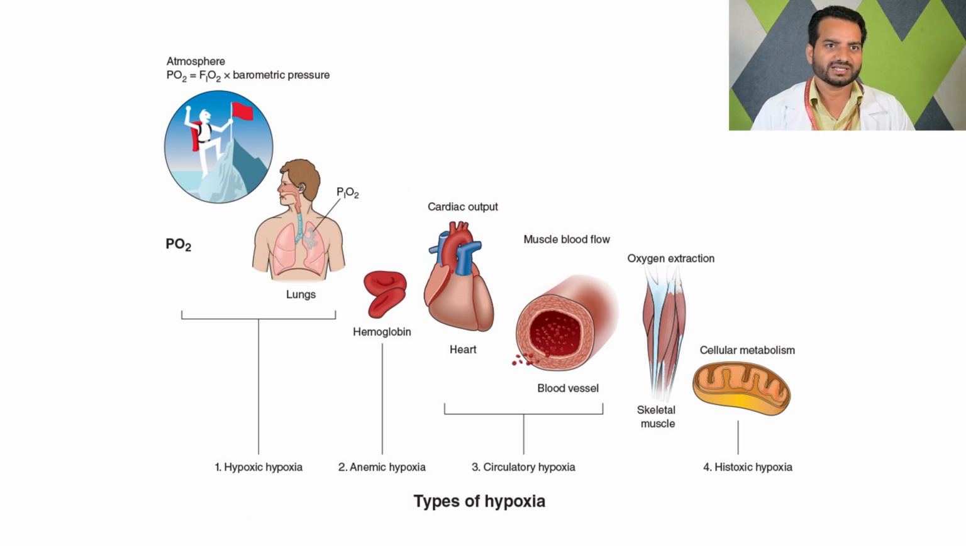So this is the diagram showing the different types of hypoxia. So hypoxia can be classified into four different types. Number one is hypoxic hypoxia. So the word itself says hypoxic hypoxia.